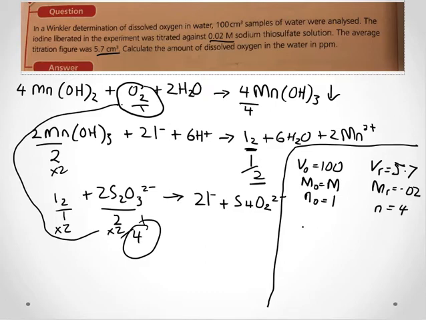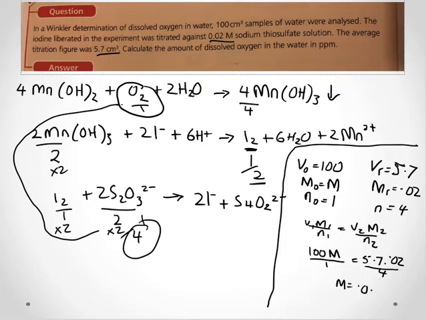Now if we fill in then our V1M1 over N1 is equal to V2M2 over N2, we will have 100 by the molarity that we are trying to work out over 1 is equal to 5.7 by the 0.02 over 4. And when we work out our molarity, we get 0.000285 moles per litre.